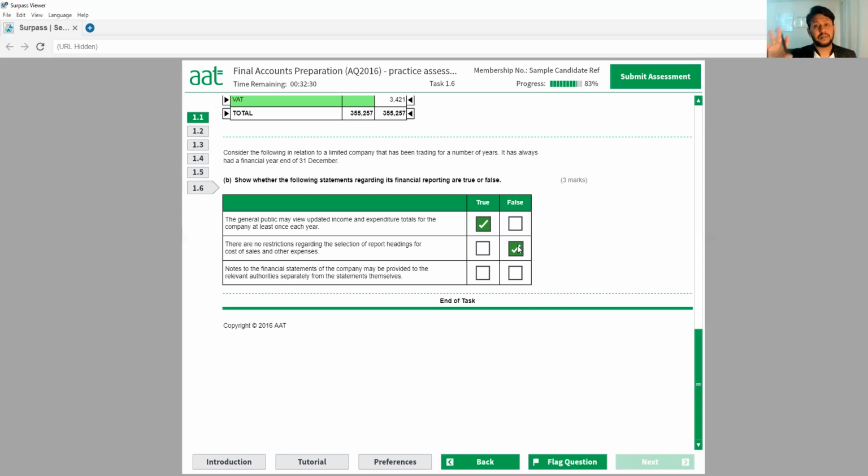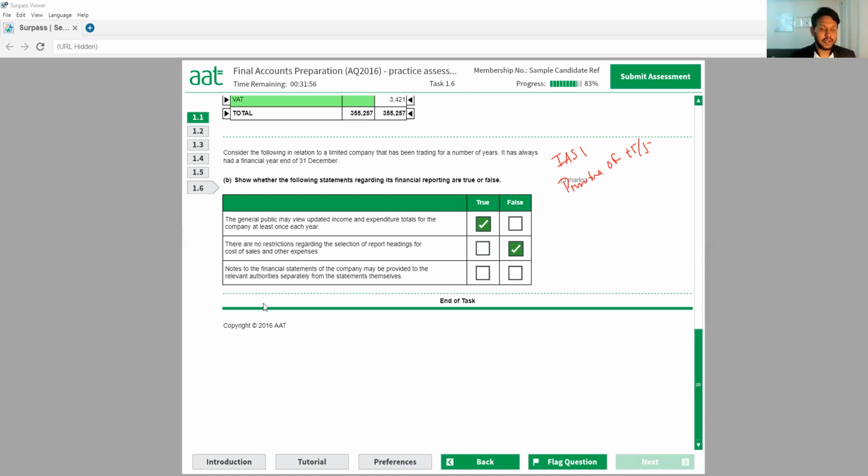Cost of sales always has to say opening inventory plus purchases. You can't just make your own format. There's a restriction, and you have to follow that. This is under IAS 1, presentation of the financial statement. So remember IAS 1, presentation of financial statement. You cannot just prepare it the way you want. It has to follow a prescribed format.